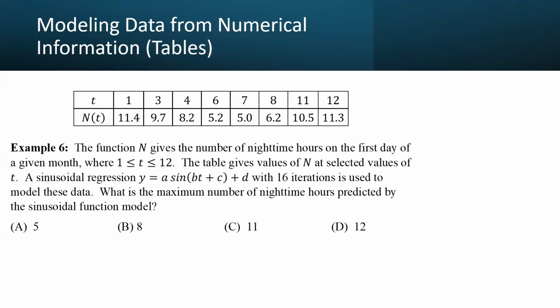Last one is analyzing from a table. Looking at this table, it says the function n gives the number of nighttime hours on the first day of a given month, where t is between 1 and 12. The table gives values of n at selected values of t. Sinusoidal regression model with 16 iterations is used to model this data. What is the maximum number of hours predicted by a sinusoidal function model to the nearest hour?